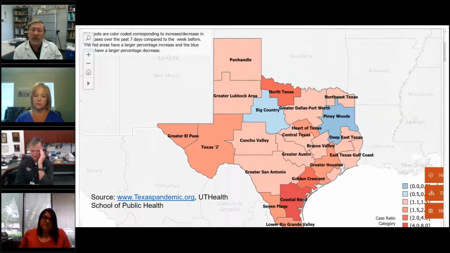So everything in blue is pretty good. Piney Woods and Big Country, for example, the numbers are static or even getting better. But as you go up to orange, or I don't know my colors, but as that shade of pink or whatever it is gets darker and darker, the increase in the 7-day average is going up. So that illustrates, as of today, really as of yesterday, where some of the more rapidly increasing areas of Texas are. Next slide.